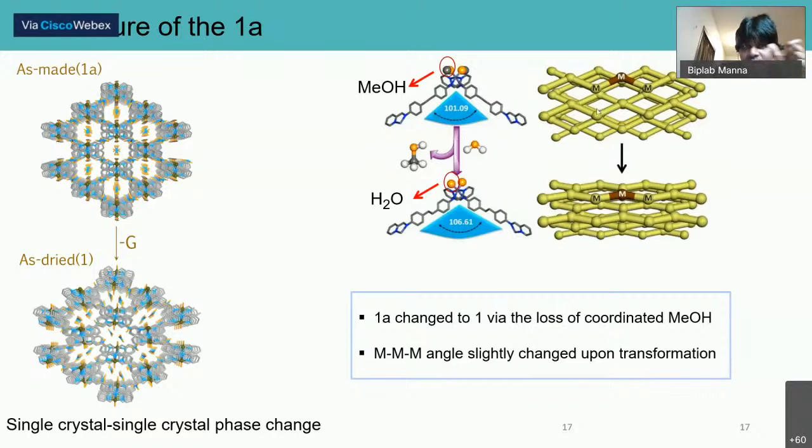Now the mechanism we can see here: if we look at the structure inside, this angle is a bit elongated when it loses methanol, and when water comes in, the elongation happens with the liberation of methanol and incorporation of water. As you see here, the M-M-M angle is changing and it is almost getting squeezed, or non-porous. So structure 1A changes to structure 1 by the loss of coordinated methanol, and the angle is slightly elongated upon transformation.